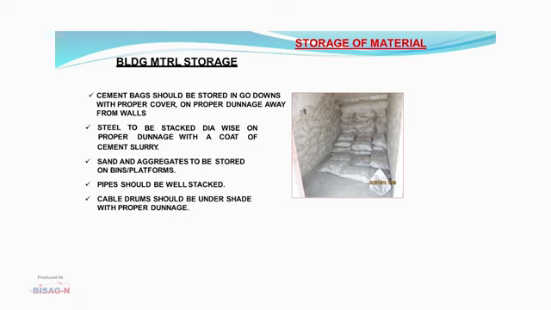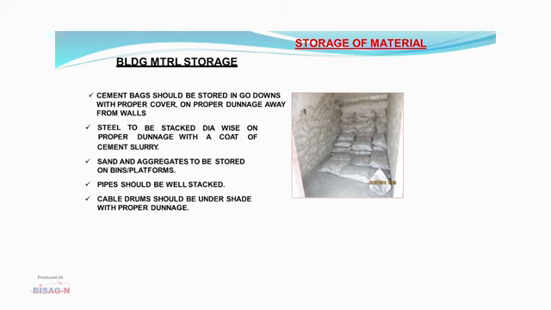The next important material for construction is steel. It has to be stacked diameter-wise with proper dunnage over a coat of cement slurry. It has to be ensured that the stacking is adequately spaced so that usage can be done properly. The sand, aggregate and other construction material have to be stored separately in various bins and platforms, preferably near the construction site. The pipes have to be well stacked, again categorically according to their dimensions.